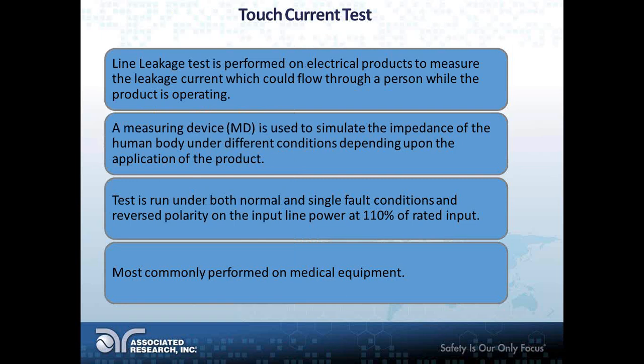The measuring device used for line leakage tests basically simulates the impedance of the human body under different conditions, depending on the application of the product. This test is run under normal conditions and fault conditions. Could be single fault conditions, or reverse polarity on the input line power, usually at 110% of the rated input. And again, for the test parameters, the best resource is the safety standards that you are trying to comply with.